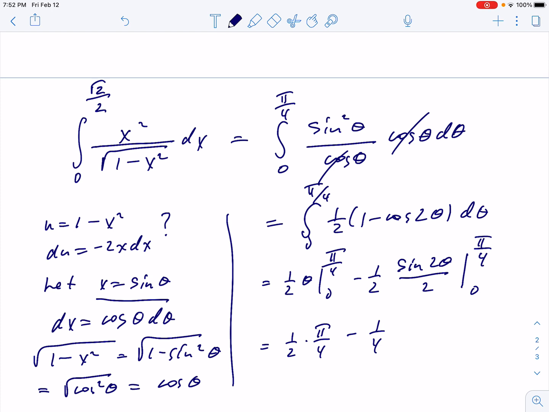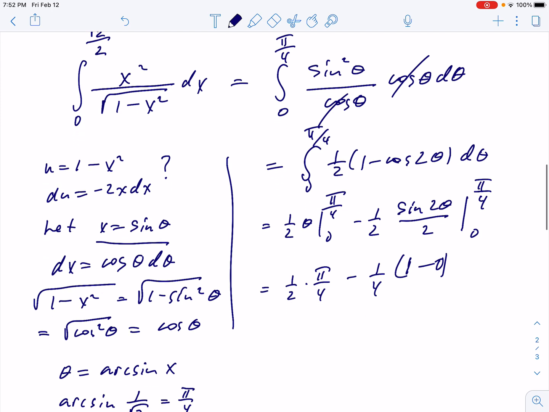Okay. When theta is pi over 4, 2 times this is pi over 2. Sine pi over 2 is 1. So we have 1 and the other is 0. At the other end, it's 0. The result finally will be pi over 8 minus 1/4.